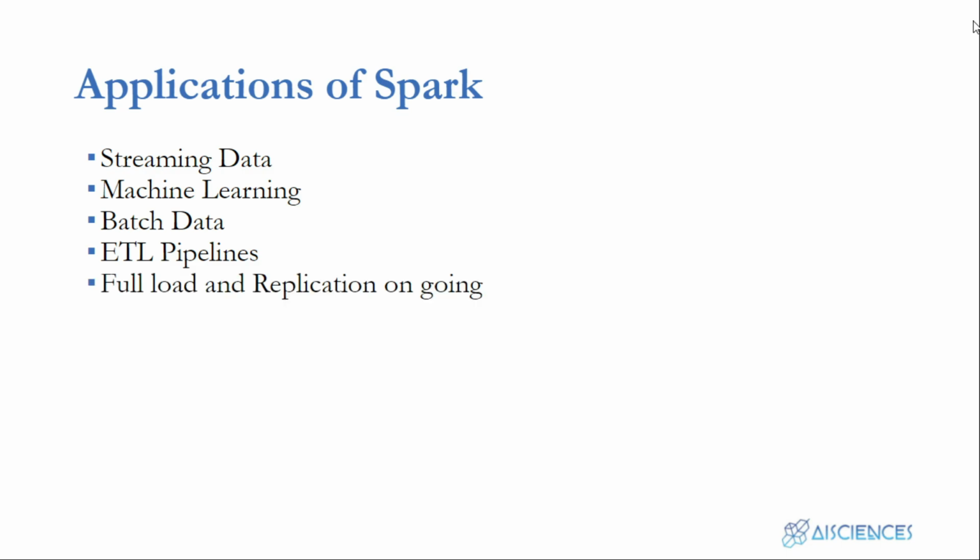The next implementation of Spark is full load and ongoing replication. Using Spark, we can achieve full load, which is to extract the complete data from a data source and land it into some other data destination. And also using Spark, we can achieve ongoing replication, which is looking for the changes in the source and replicating only those particular changes in the destination. So after getting the full data or full load from a data source using Spark, we can also look for the changes taking place in the source and replicate only those in the target.